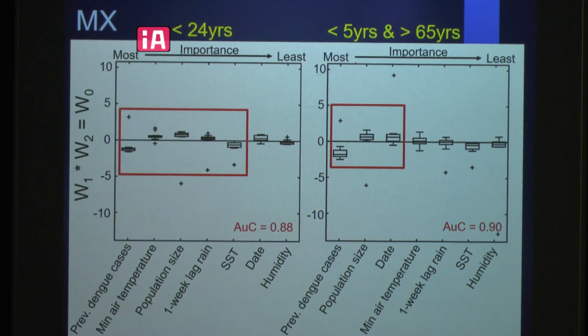In terms of the predictive capability of these models, the one for those younger than 24 was 88%, and the ones younger than 5 and older than 65 was 90%. And this is again looking at the ratio of true positive and true negative and how certain our predictions were.